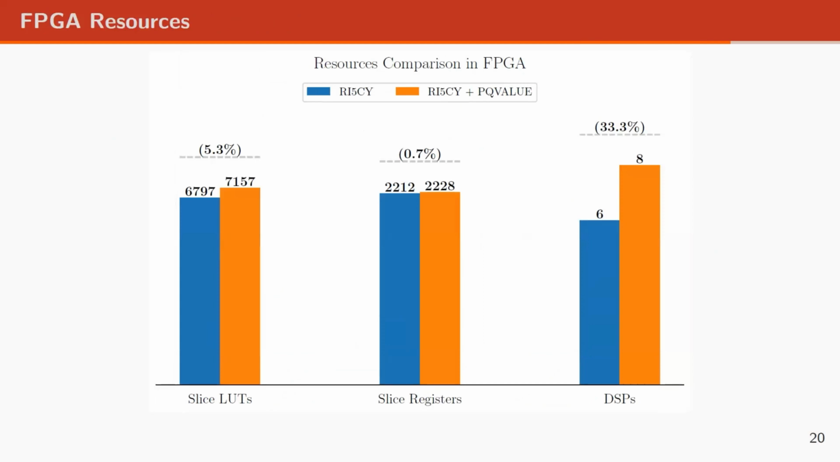Okay, we have speedup. What about the resources? We have two goals. One goal was to speed up. The other goal was to not add a lot of overhead to the resources of the processor. So we measured on FPGA. We have a 5.3% increase in LUTs, 0.7% increase in registers, and we have only 2 DSPs extra, and the 33.3% is a little misleading. It's just 2 DSPs that we have, and these come from the integer multiplication.